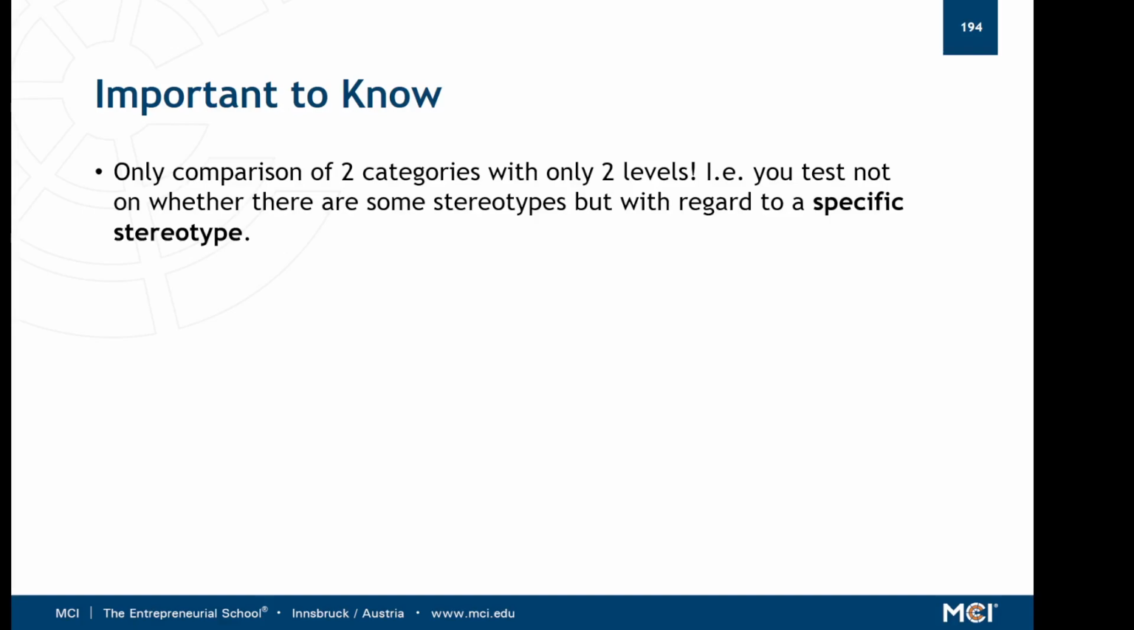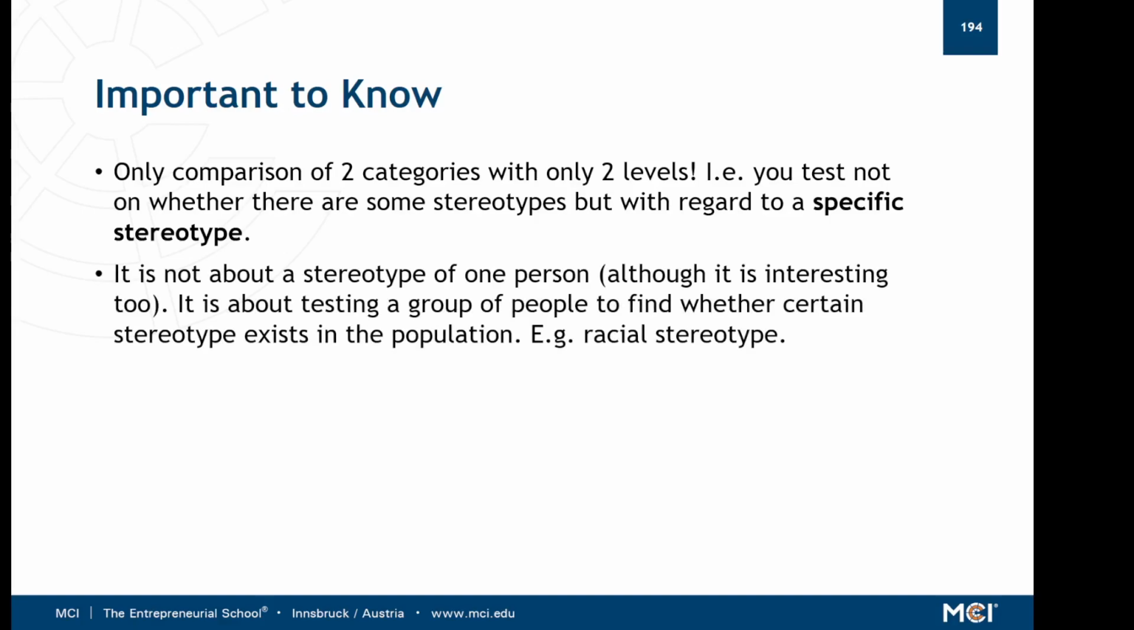It poses some limitations on this test, because you have to know your specific stereotype in advance. And it is not about a stereotype of one person, because the test is, of course, done for each person separately. You can search the data for one specific person and see whether this person, she or he, has a stereotype against dogs or against cats.